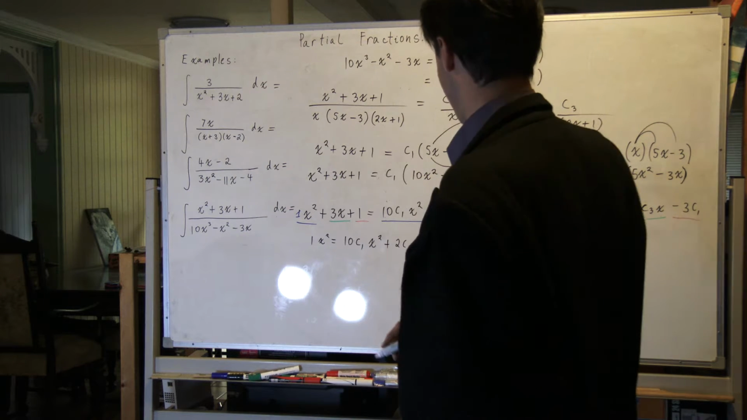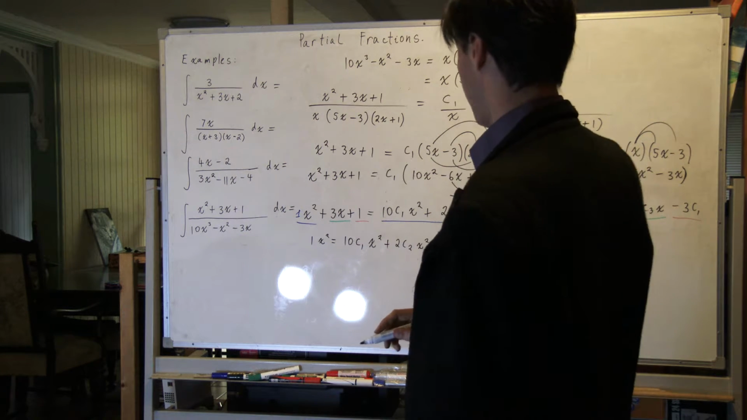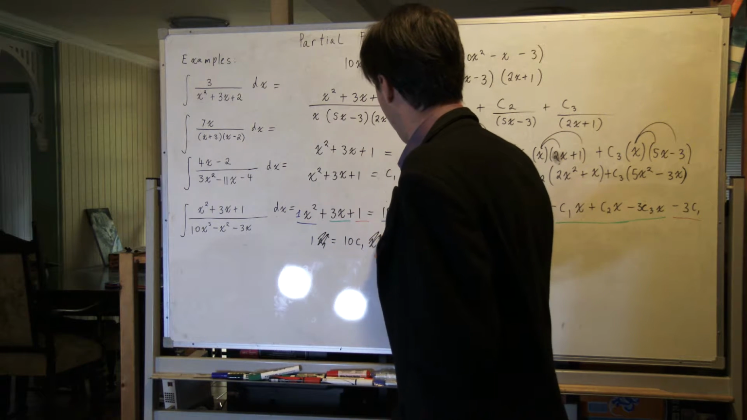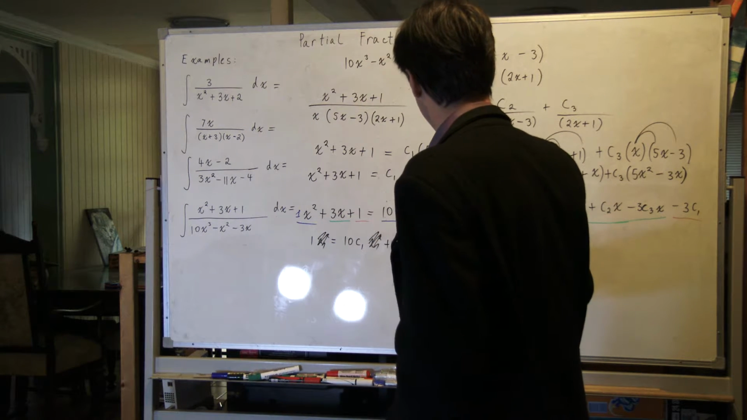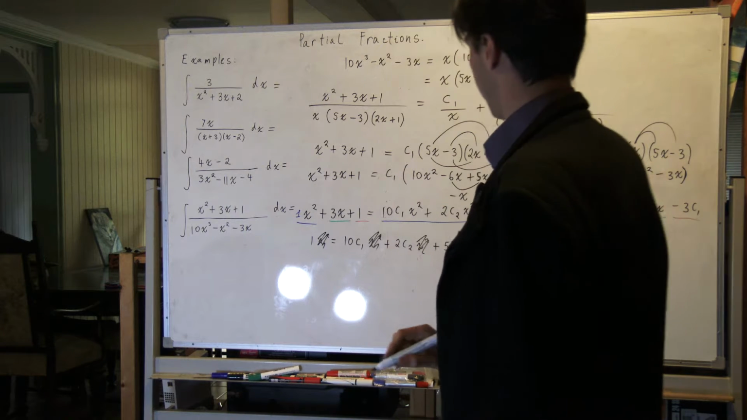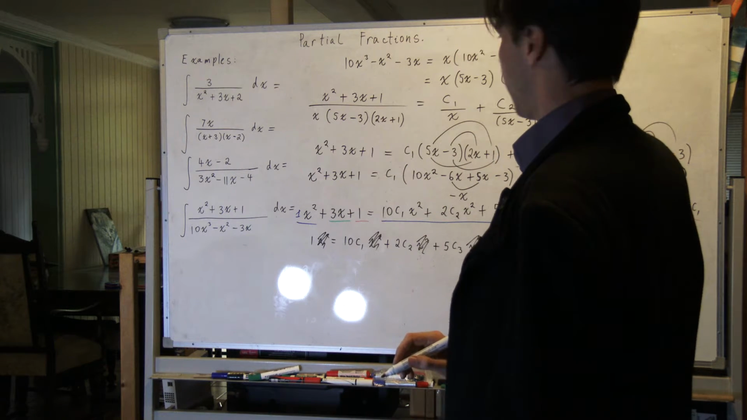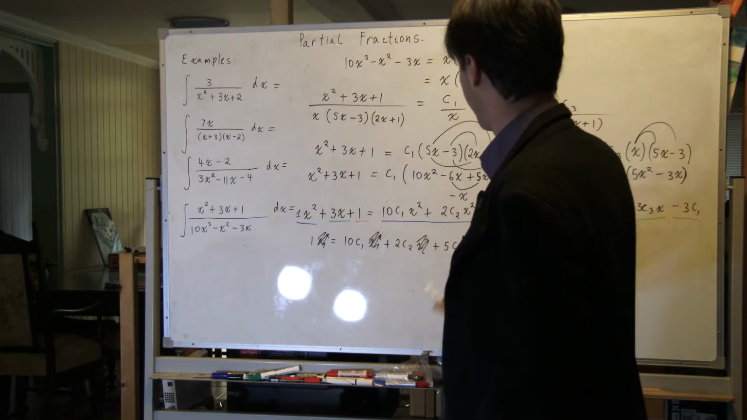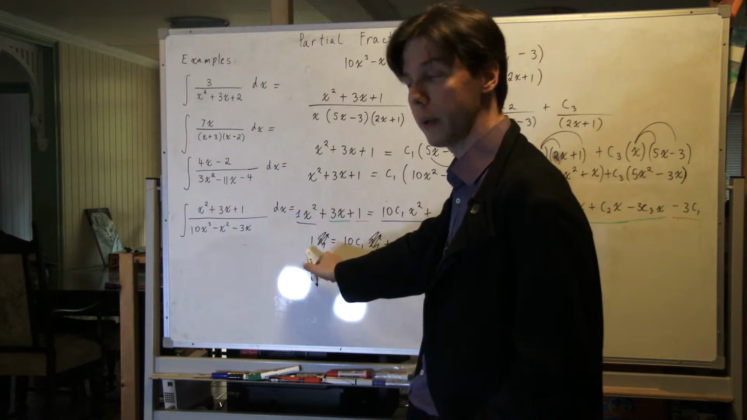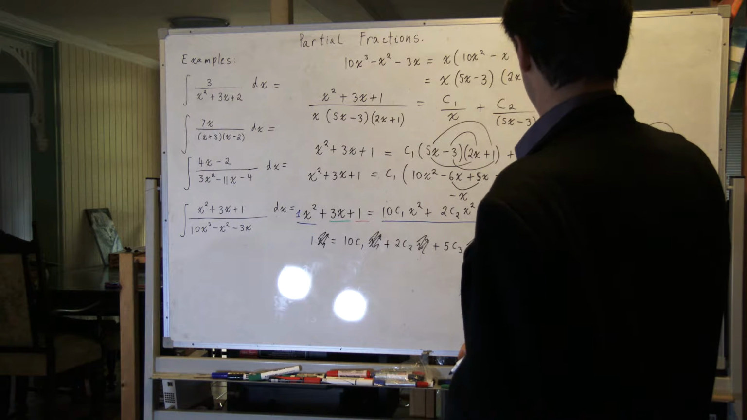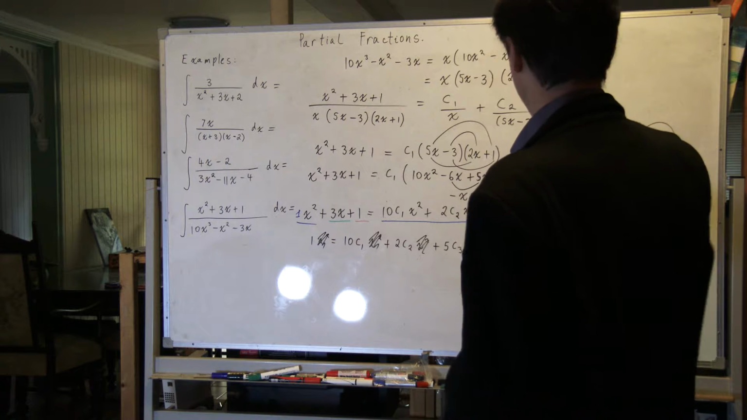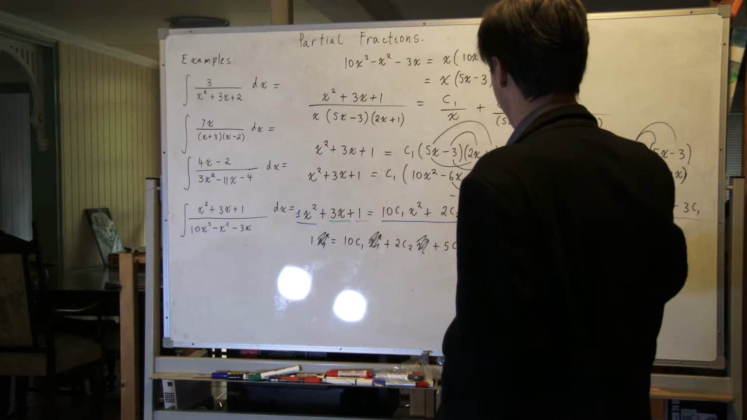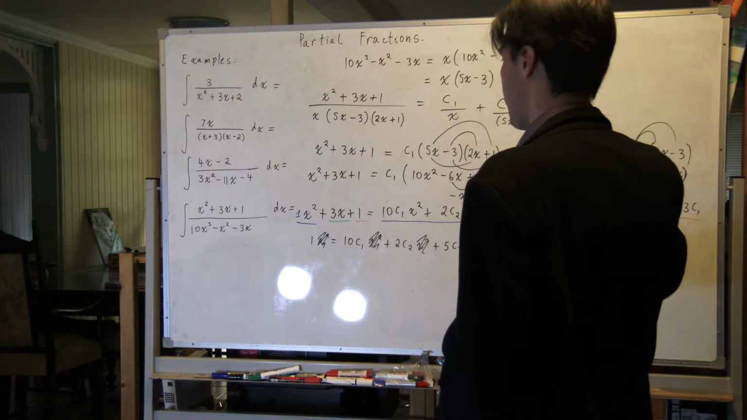There we go. And we can go ahead and divide everything by x squared. So divide by x squared gets rid of that, and that, and that, and that. There we have it. So 10 times C1 plus 2 times C2 plus 5 times C3 makes 1. And then what we can do is we can take the x terms. So that's one equation.